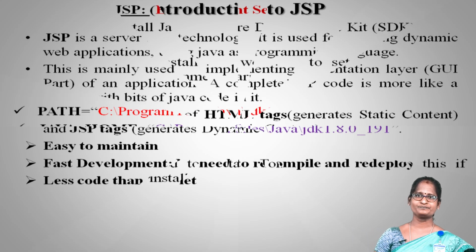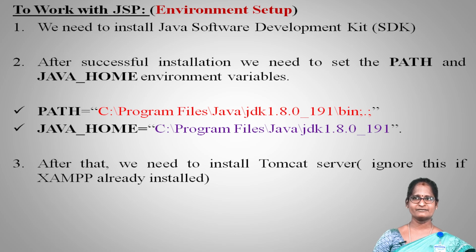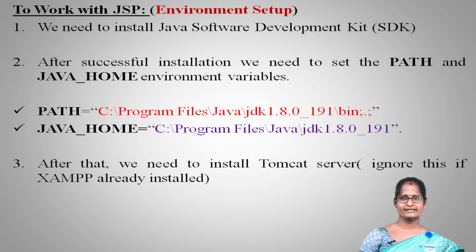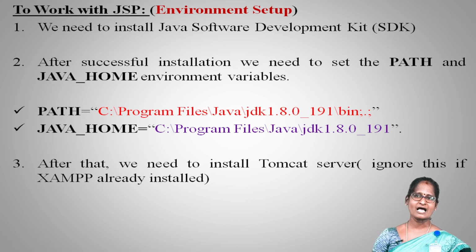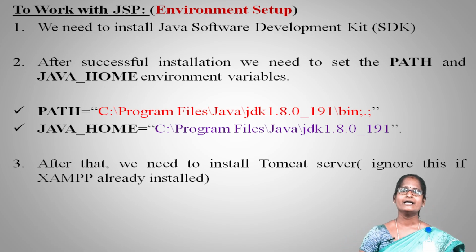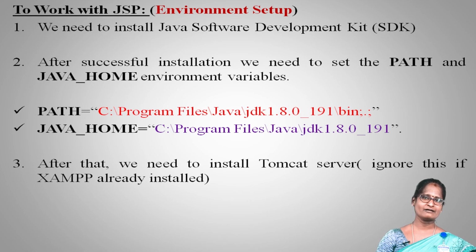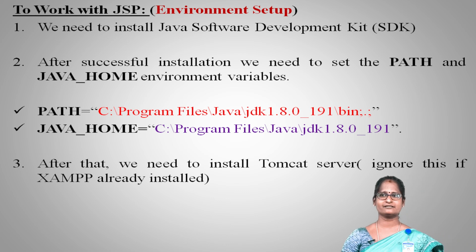that reduce the code. To work with JSP, the environment setup is: we need to install the Java Development Kit, that is JDK. After successful installation, we need to set the path and JAVA_HOME environment variables. That means the path equals C:\Program Files\Java\JDK 1.8, then we have to save the path. In JAVA_HOME, the same C:\Program Files\Java\JDK 1.8 is set. After that, we need to install the Tomcat server.